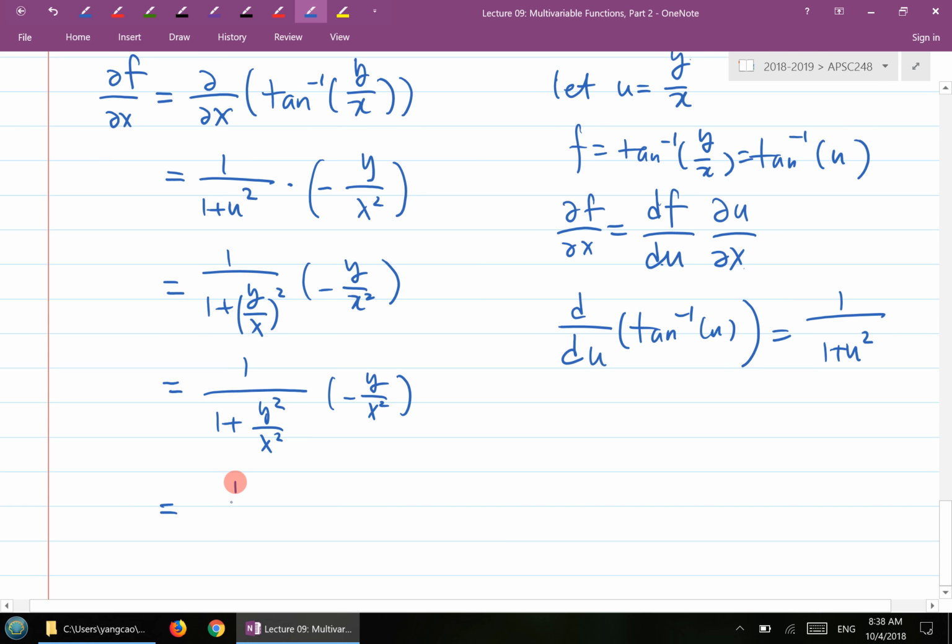And then here is basically x squared over x squared plus y squared, negative y over x squared. So overall, negative y over x squared plus y squared.